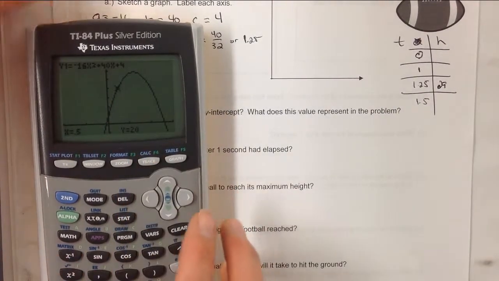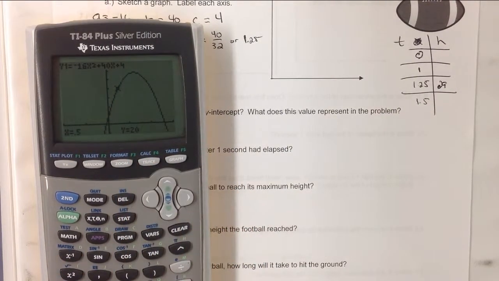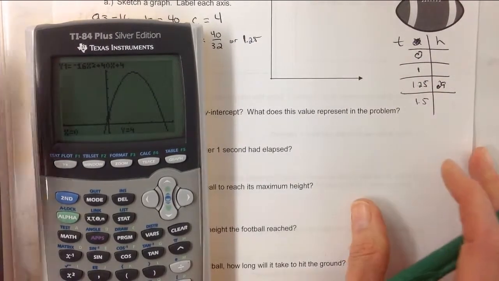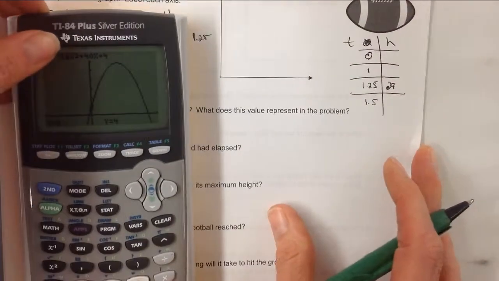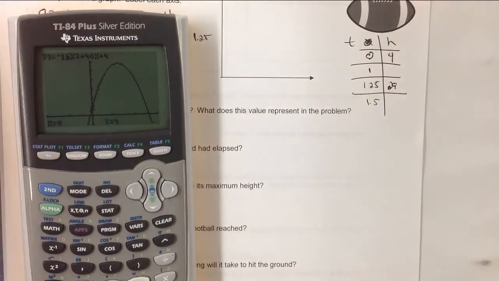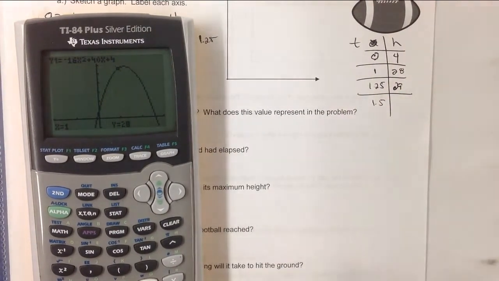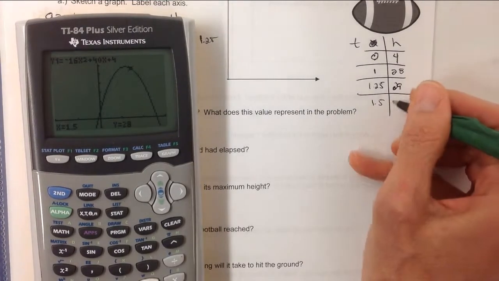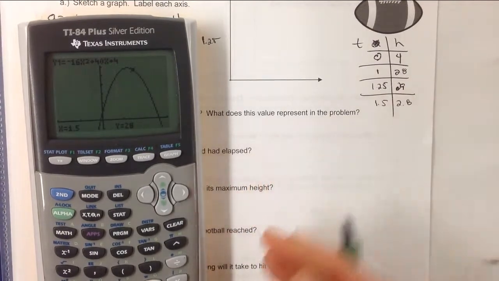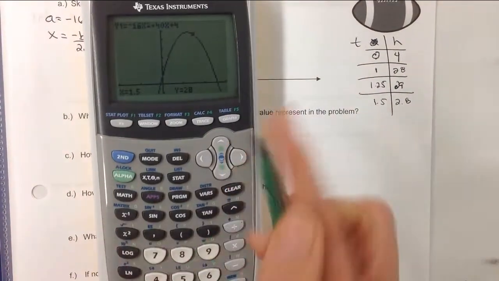You hit the trace key. We can type in 0. At 0 seconds, the ball is 4 feet in the air. At 1 second, 28 feet. At 1.5 seconds, 28 feet.